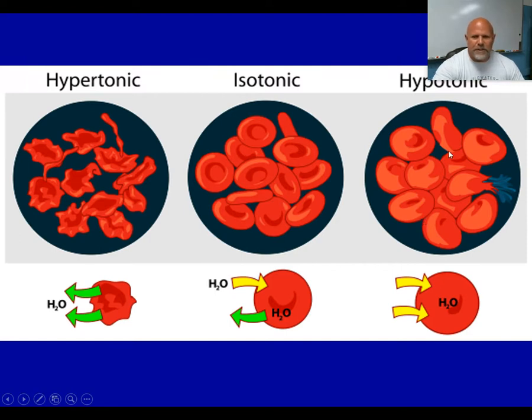And so we try to keep the concentration in our blood cells and in our blood plasma pretty much identical all the time. That's why when they give you an IV, they use a saline solution instead of pure water, so that those cells have a similar concentration inside and outside.